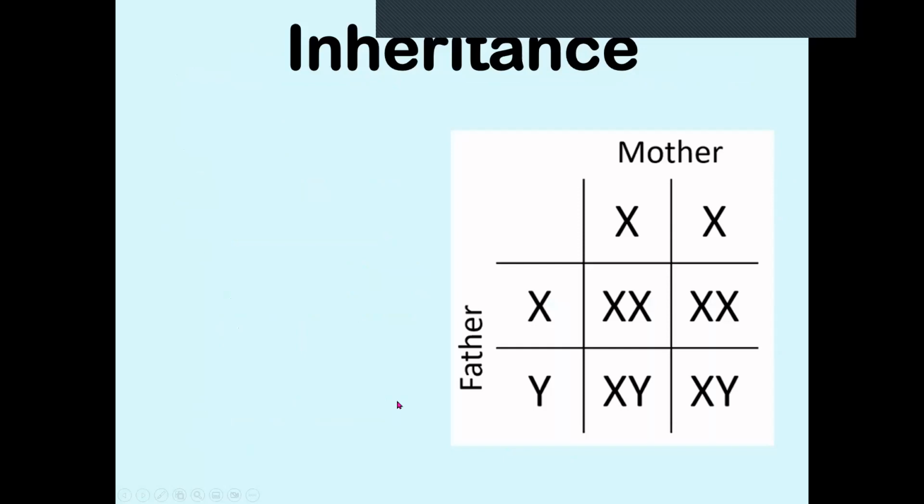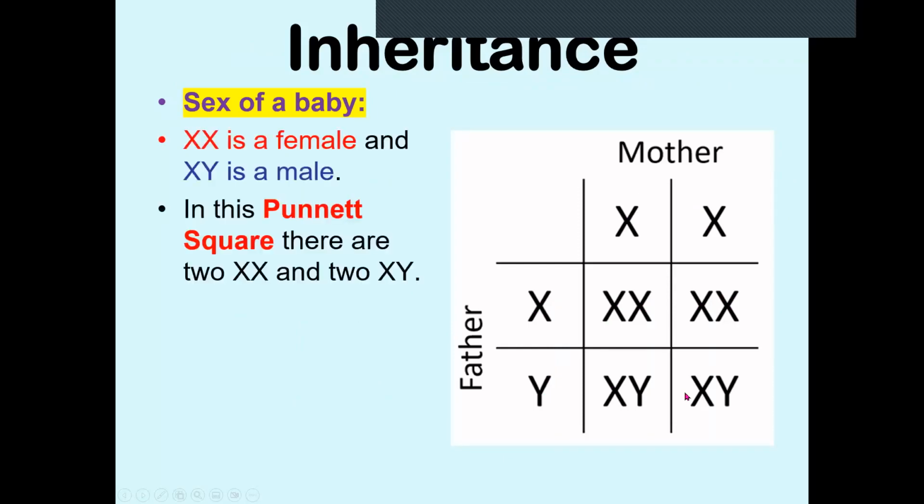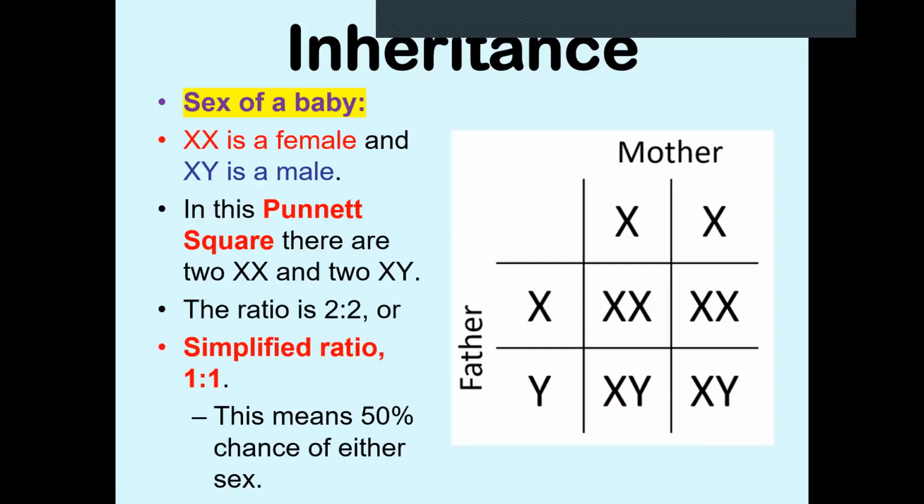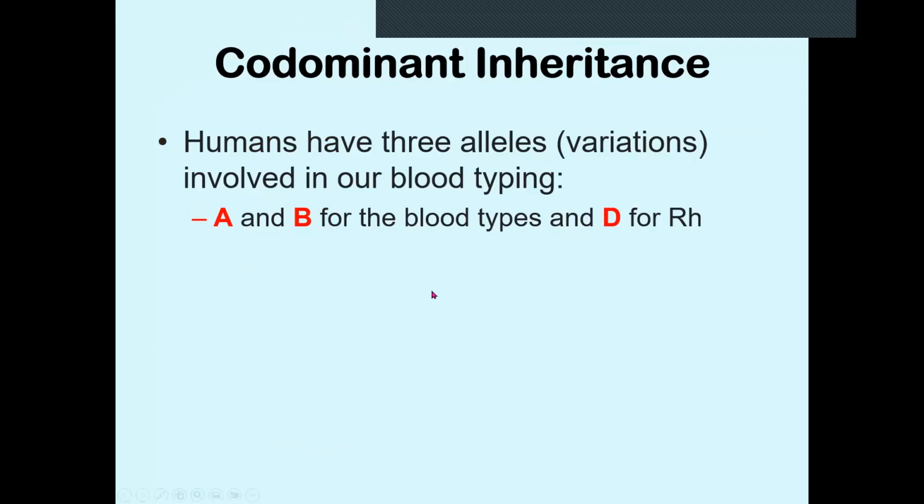If you're looking at the inheritance of the sex of a baby, a mother has two X's, a father has an X and a Y. So the crossing of these, X by X, these two will produce females, these two will produce males. This system we call a Punnett square, and again, the ratio is 2 to 2 or 1 to 1, so a 50% chance of either.